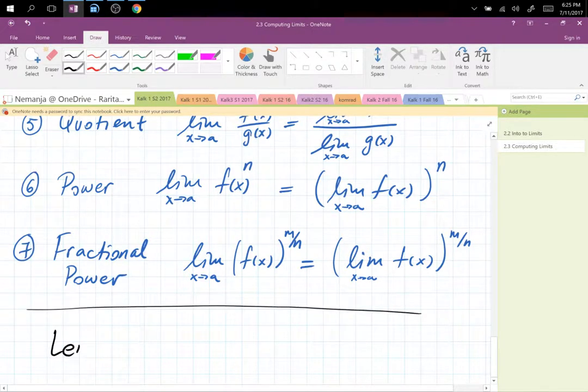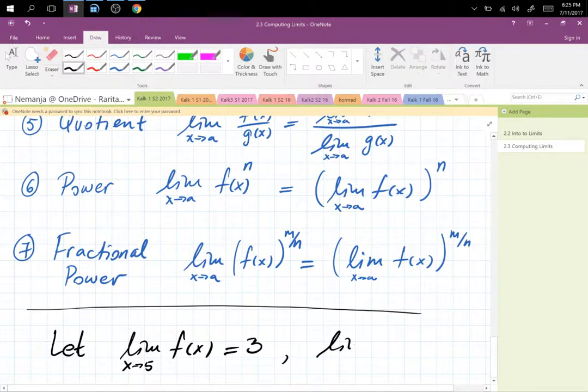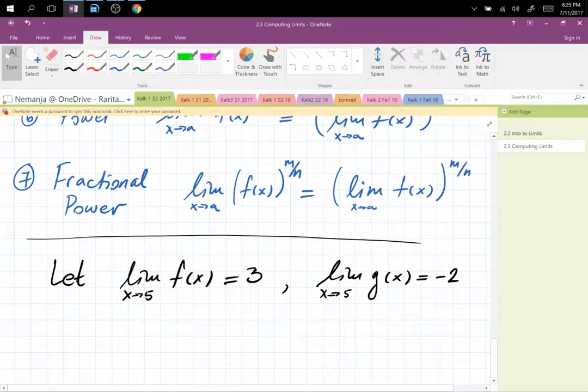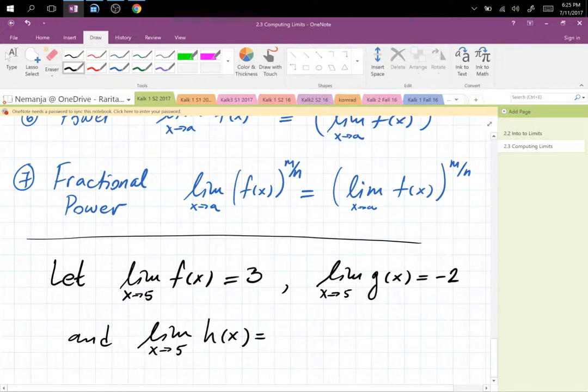So here are some examples. Let the limit of f of x as x goes to, say, 5, be 3. And then the limit of g of x, a different function, as x goes to 5, let's say, is negative 2. And the limit as x goes to 5 of h of x, let's say, is, I don't know, 7, whatever.